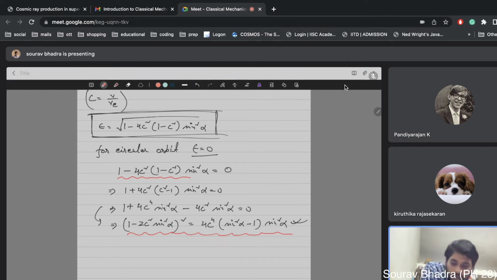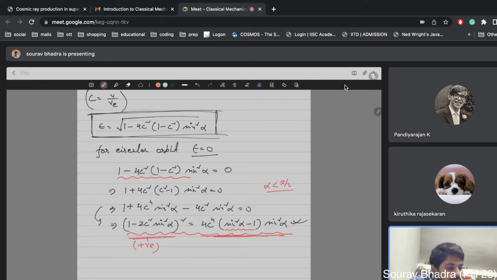okay. Now one thing you can see, the left hand side of this particular equation is non-negative because it is a square, right? The left hand side is always positive. But on the right hand side, if your alpha is less than pi by 2, that means sine alpha is less than 1, then the value in this parenthesis will give you a negative sign.